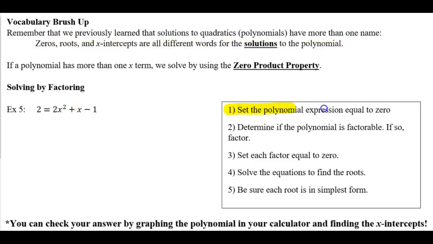The first step, it says set the polynomial expression equal to 0. Kind of like we did last class, because remember to graph it, it has to be equal to 0. So what do I need to do to get this so it's equal to 0? Put that 2 on the other side. Subtract 2 over to the constant. So now I have 0 equals 2x squared plus x, and negative 1 minus 2 is negative 3.